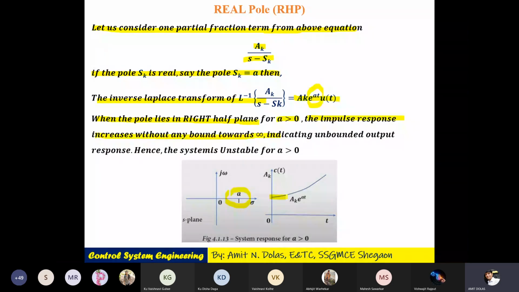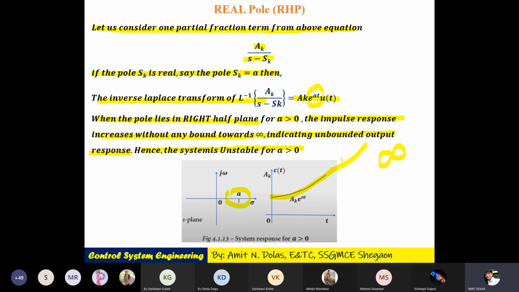How is the impulse response behaving? It starts from ak here. It will go on increasing as time goes on increasing, indicating an unbounded output. The output is not bounded. The output is going towards infinity. That's why it is unstable. Hence the system is unstable for a greater than 0. So one point is clear here: if your pole is situated in the left hand plane, then the system is stable. I am talking about the real axis; I have not yet commented on the imaginary axis.